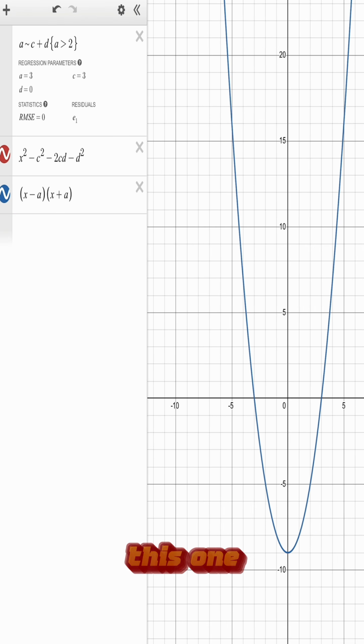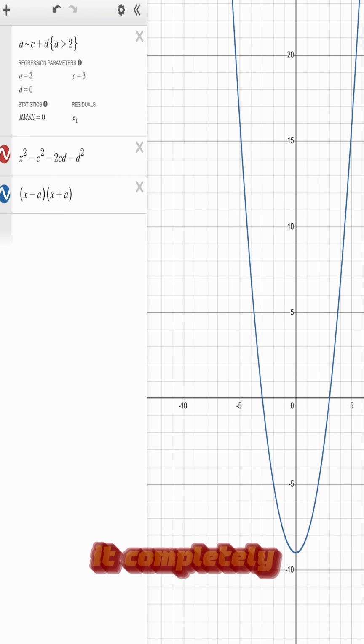So this is the third one. This one is the one which I'm looking for. It completely overlaps with the red curve. If I click on the red curve, the blue one will appear. And if I click on the blue curve, the red one will appear. So this means that every single point covered by the red curve is also covered by the blue one, which means that they both are equivalent, which means that this is the answer.